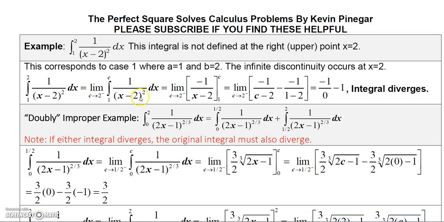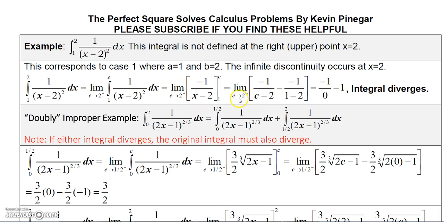Well, if you integrate x minus 2 to the negative 2, you actually get minus 1 over x minus 2. And now if we evaluate this at c, we get minus 1 over c minus 2, and if we evaluate it at 1, we get minus 1 over 1 minus 2. So we get minus 1 over minus 1, which is 1. And then we subtract it, so we're going to get minus 1 for this term.